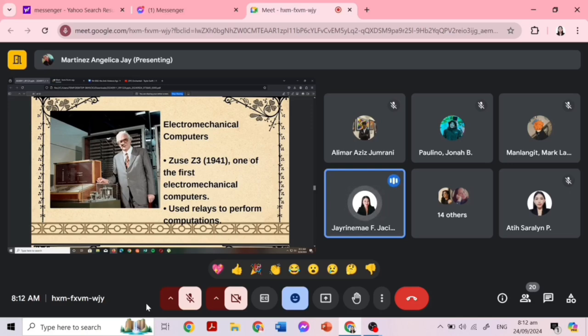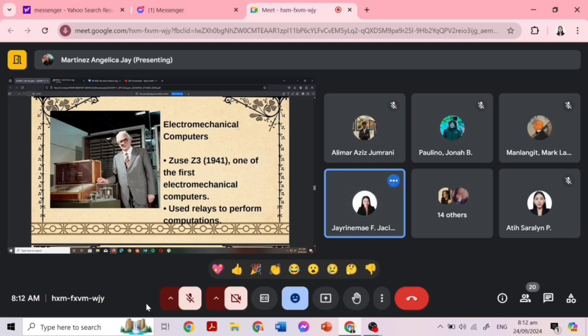The Zuse Z3, developed in 1941 by Conrad Zuse, was one of the first electromechanical computers. It used electrically operated switches to perform computations, unlike purely mechanical systems. So the Z3 could automate complex calculations more efficiently, marking a significant advancement in computing technology. It played a foundational role in the development of modern computers. So just like the key inventions, it is also an upgrade.